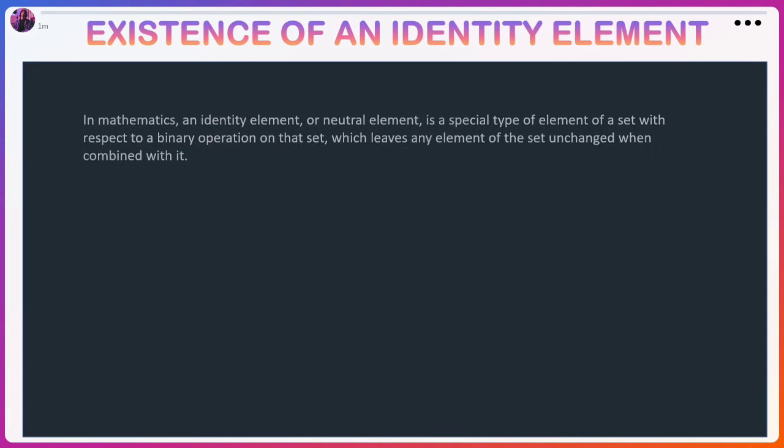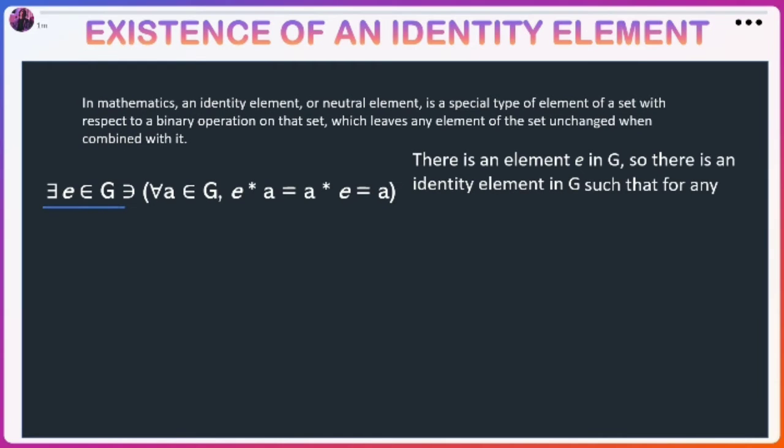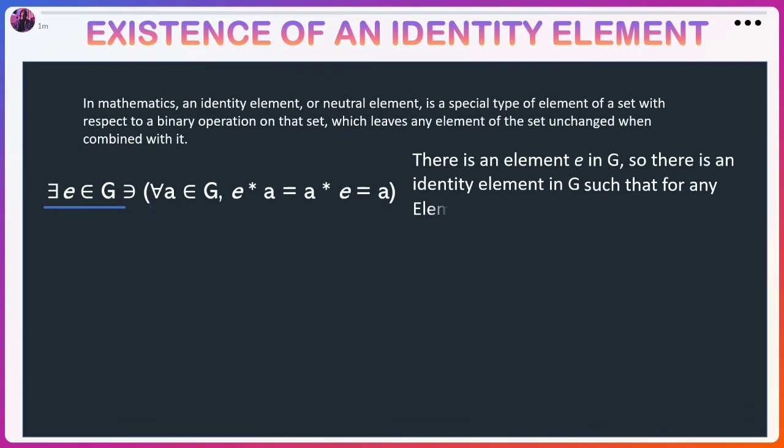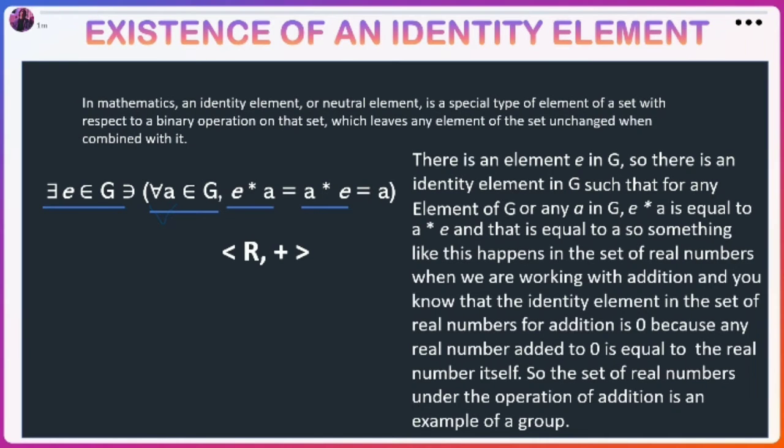The next one is existence of an identity element. In mathematics, an identity element or neutral element is a special type of element of a set with respect to a binary operation in that set, which leaves any element of the set unchanged when combined with it. There is an element E in G, an identity element in G, such that for any element A in G, E star A is equal to A star E, and that is equal to A. Something like this happens in the set of real numbers when we are working with addition. You know that the identity element in the set of real numbers for addition is 0, because any real number added to 0 is equal to the real number itself. So, the set of real numbers under the operation of addition is an example of a group.